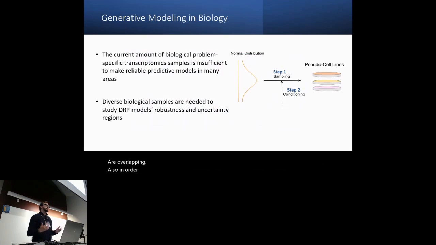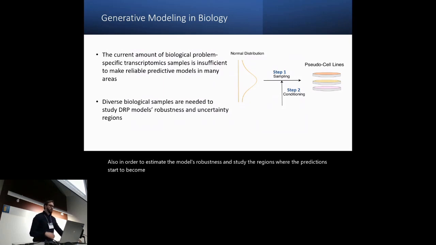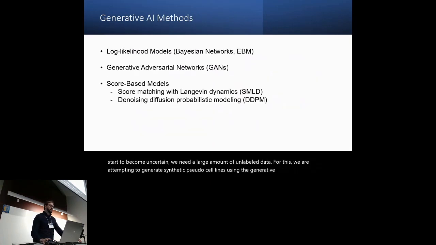In order to estimate the model's robustness and study the regions where the predictions start to become uncertain, we need a large amount of unlabeled data. For this, we are attempting to generate synthetic pseudo cell lines using the generative AI. And with the generative AI, there are multiple methods we can choose from.